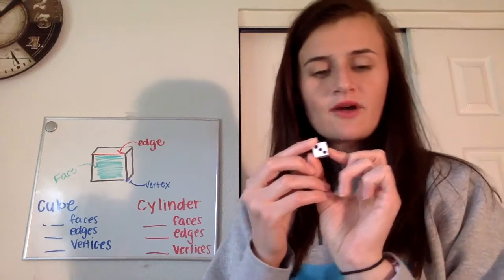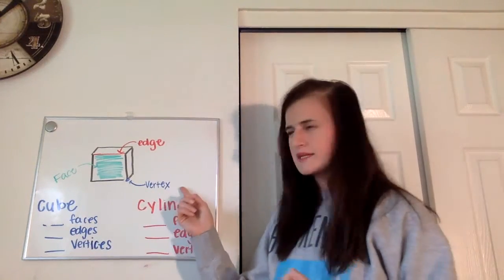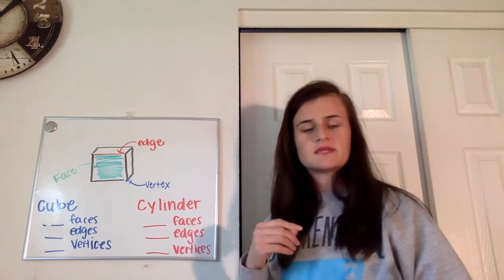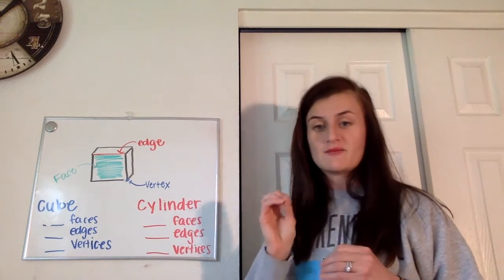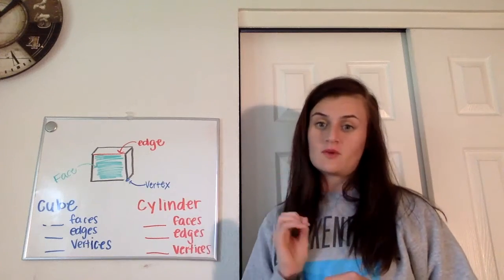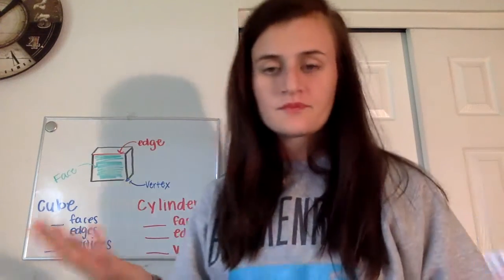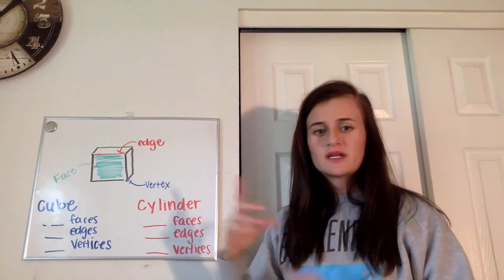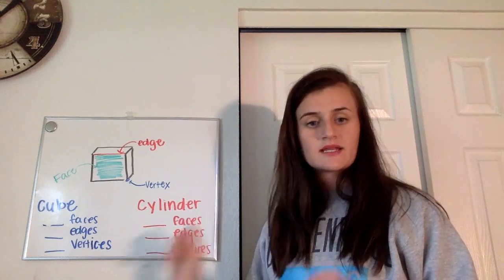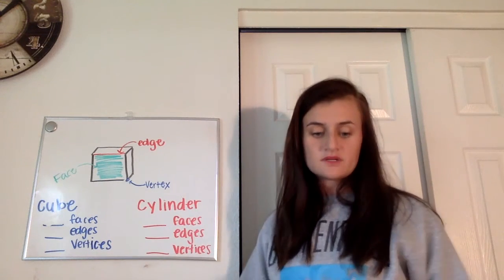That's a vertice, okay? Now you'll hear me sometimes say vertex and sometimes say vertice. A vertex is just one, and vertices are more than one. That's why I keep interchanging them. If it's one, vertex. If it's more than one, vertice. Now let's practice a few together. We're going to use the cube and the cylinder and count our faces, edges, and vertices.